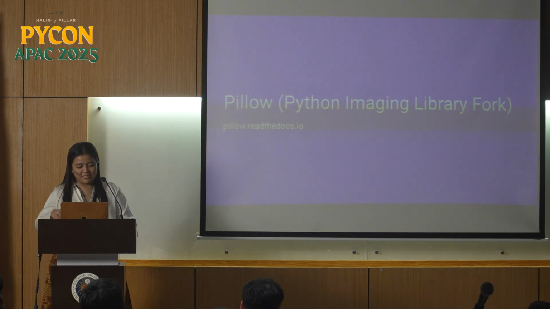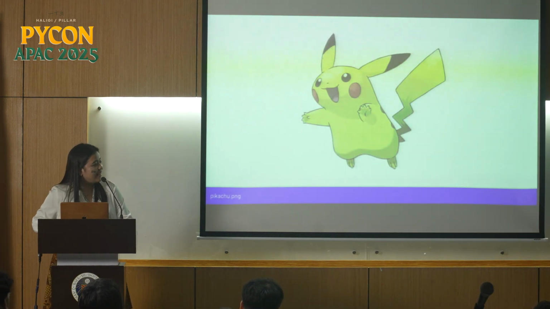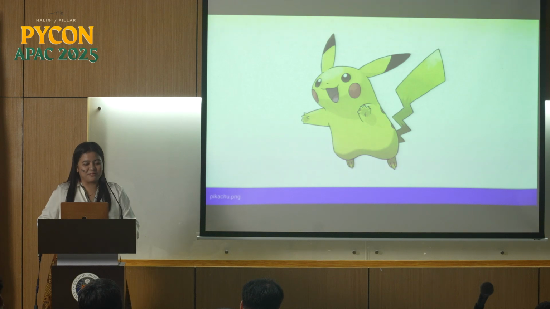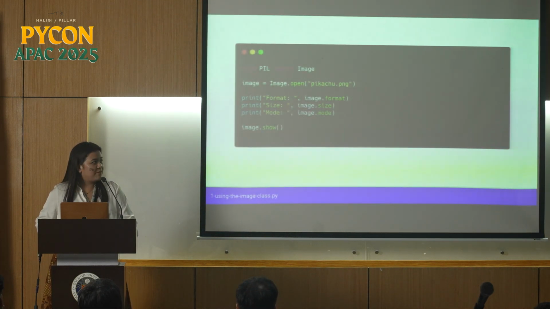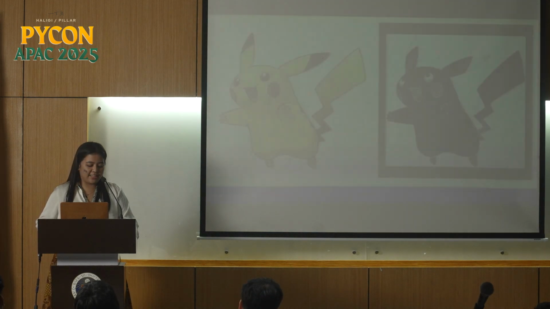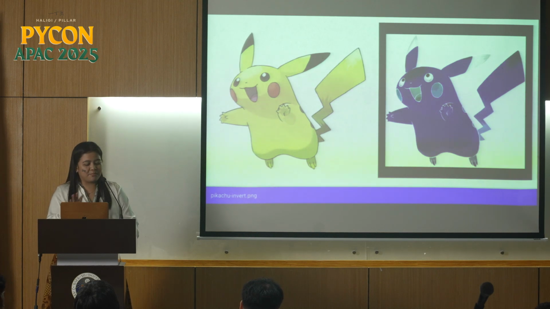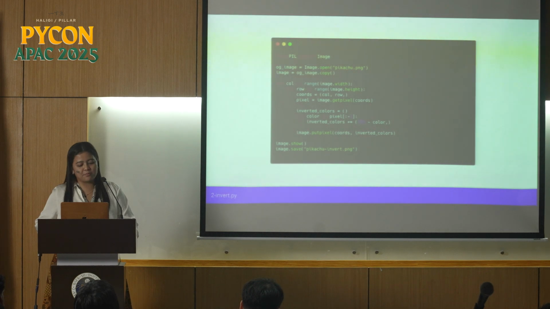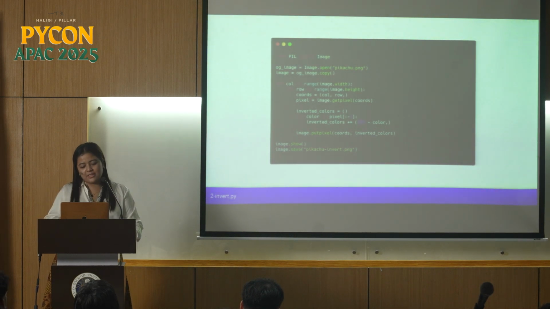So it has a lot of other features. So I have here a picture of Pikachu. And to use the library, you can just import it, and then you can view specific properties like the format, size, and mode. And then one basic manipulation that you can do is to invert the image. So the code is basically just loop through the pixels and then get the coordinates, and then subtract 255, which is the max value of the pixel, to the color, and it becomes inverted.